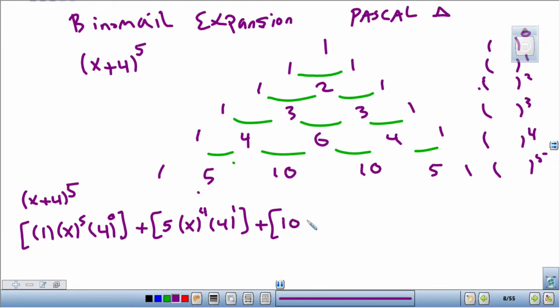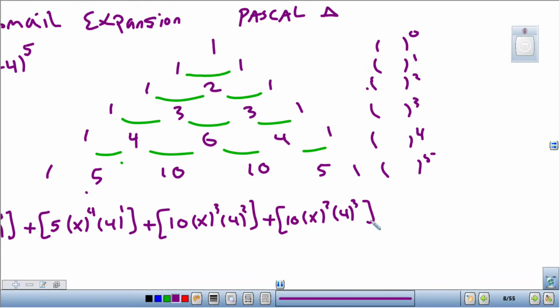10 from Pascal. I've got x to the 3rd, and then 4 to the 2nd. And then again, another 10 from Pascal. That's 10. And then x to the 2nd, while the other one is increasing to the 3rd, because 3 plus 2 gives me 5. So I've got the 10s covered. Now we could do 5. 5 times x to the first power and the 4 to the fourth power. 4 plus 1 is going to give you the 5 that you need.